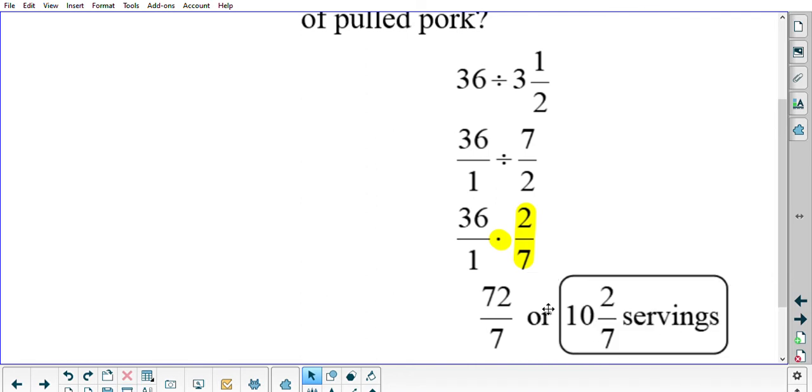So in this case, I would figure out how many 7s can make 72. It'd be 10 of them, with 2 left over, because 7 times 10 is 70. That's only 2 away from the 72, and that's how we get 10 and 2 sevenths servings. Yes, the word servings is required. You could even go further. You could say servings of pulled pork. That'd be even more clear.